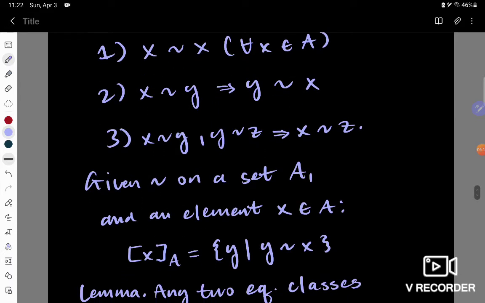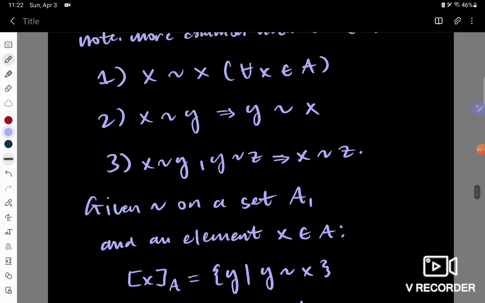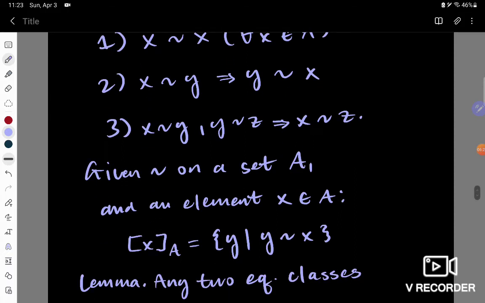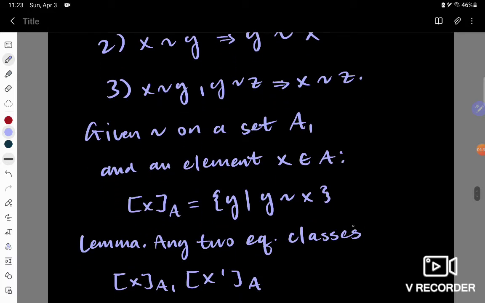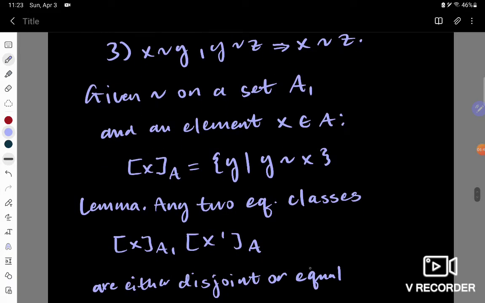And we want to now look at how equivalence classes interact with one another. That is, how their structure is regarded in a set, and do they overlap? Do they not overlap at all? As in, are they disjoint? And the important lemma here that we'll write and prove is that any two equivalence classes, and by induction or extension, any number of equivalence classes for any equivalence relation, will be either disjoint or equal to one another. So let that sink in for a moment.